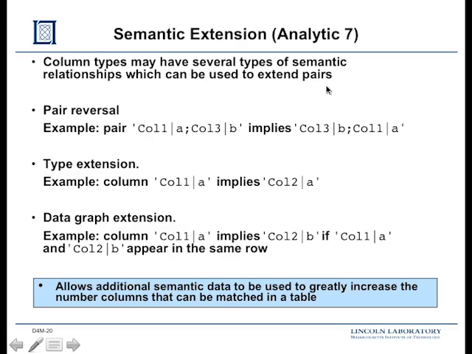These are almost semantic extensions. The column types may have several different types, so for instance, if I have a pair of columns here, column 1 and column 3, I could say that also implies column 3 equals column 1. That's one kind of pair reversal. You'll have extensions too. You might say, if I have a column 1A, that also implies there should be a column 2A, and other types of things like that. These are types of things that people do with pairs that are often very useful.